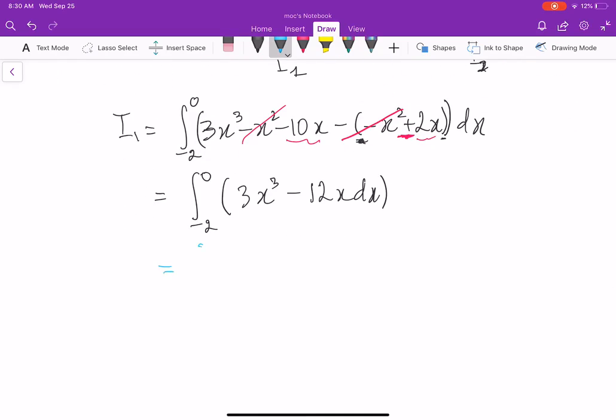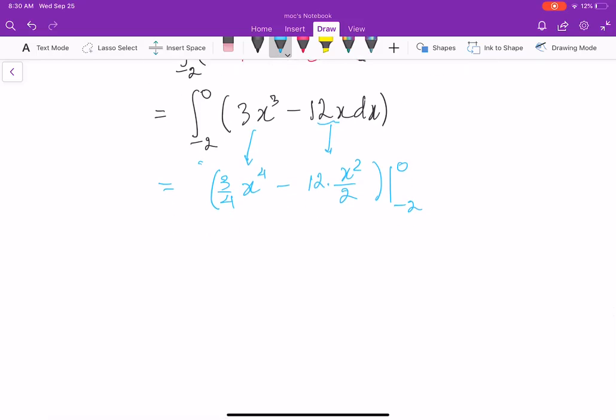We get this integral. So the antiderivative of 3x cubed is 3 over 4 x to the 4, minus the antiderivative of this guy, which is 12 x squared over 2, right? And evaluated from -2 to 0. So we plug -2 and 0 into this function, we get 3 over 4 times 0 minus 12 times 0 over 2, minus 3 over 4 times negative 2 to the 4, minus 12 over 2, I can write just 6, times negative 2 squared.